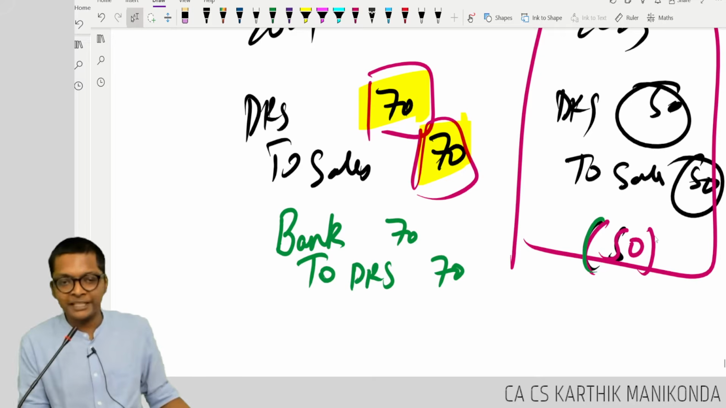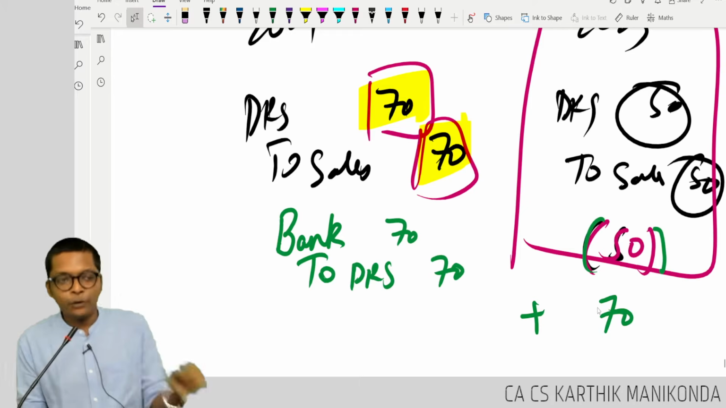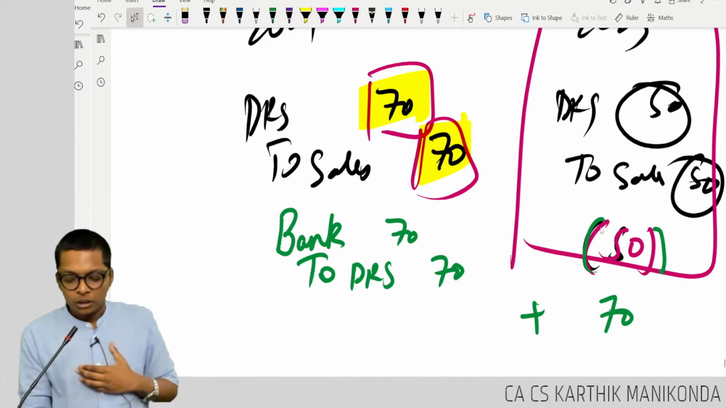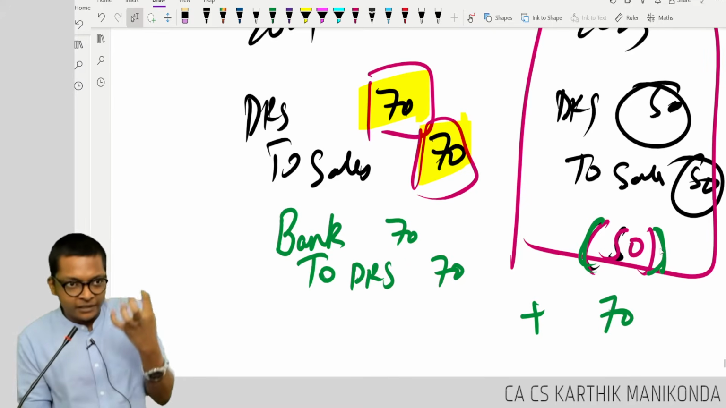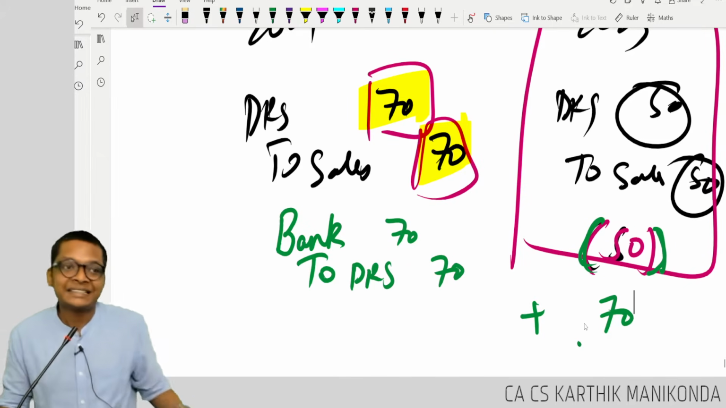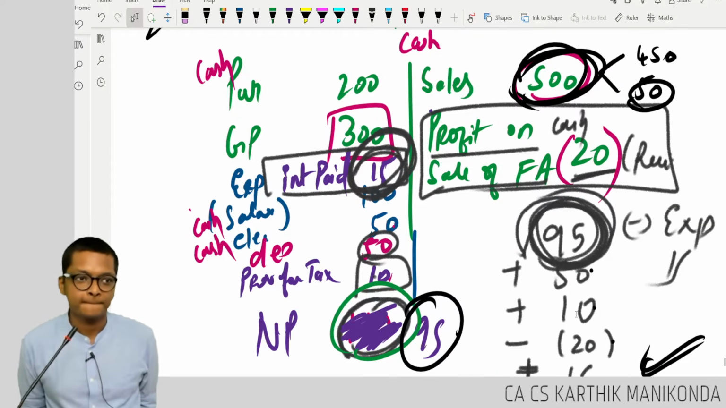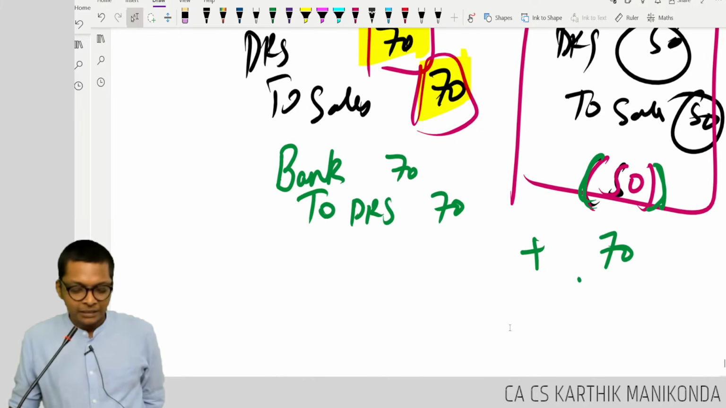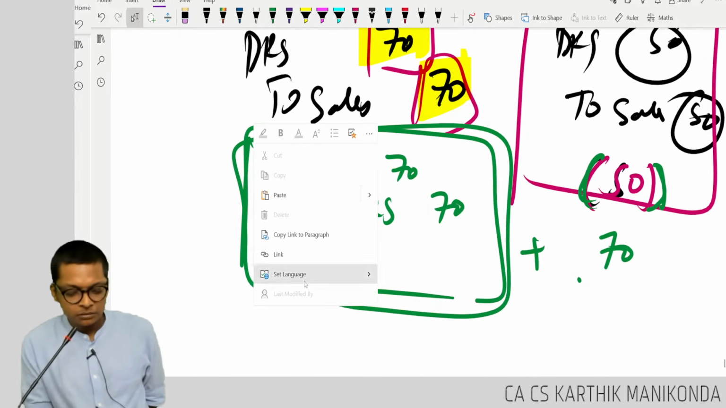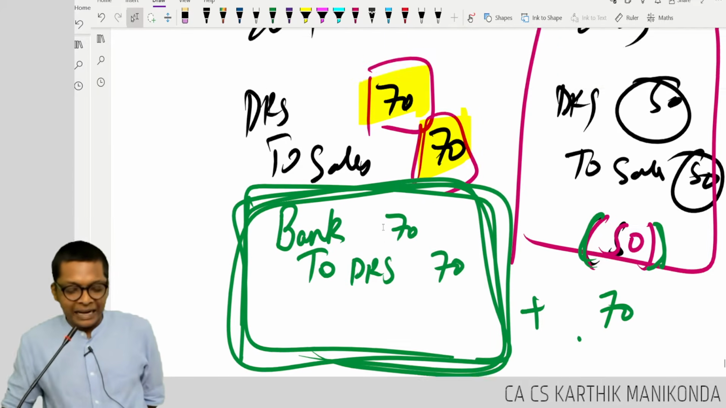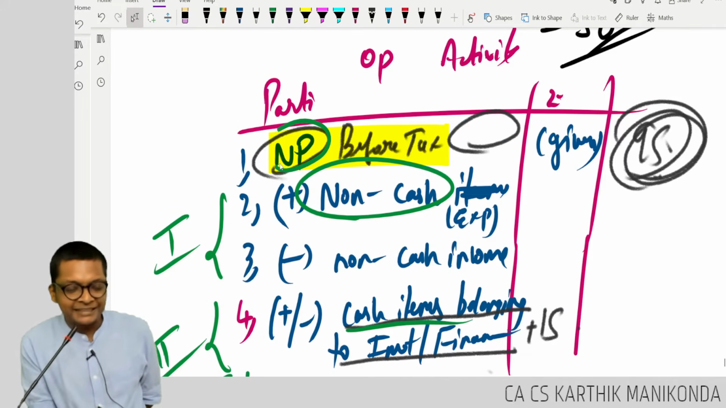That means if you are reducing 50 this year, you should also add how much? Are you getting it? Last year debtors paid today. So this 50, current year 50, I will reduce, and add how much? 70. But how will I know in the P&L account? Are you following what I am saying, guys? See, this entry is coming where? Balance sheet. I am in my template. I am starting with what, guys?